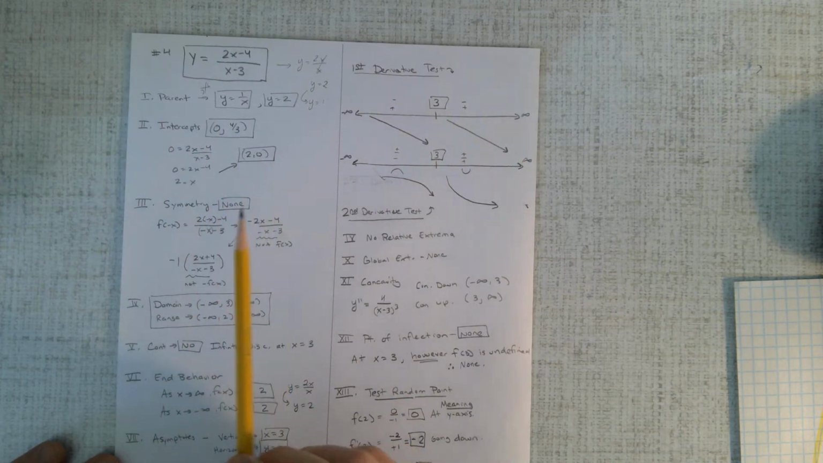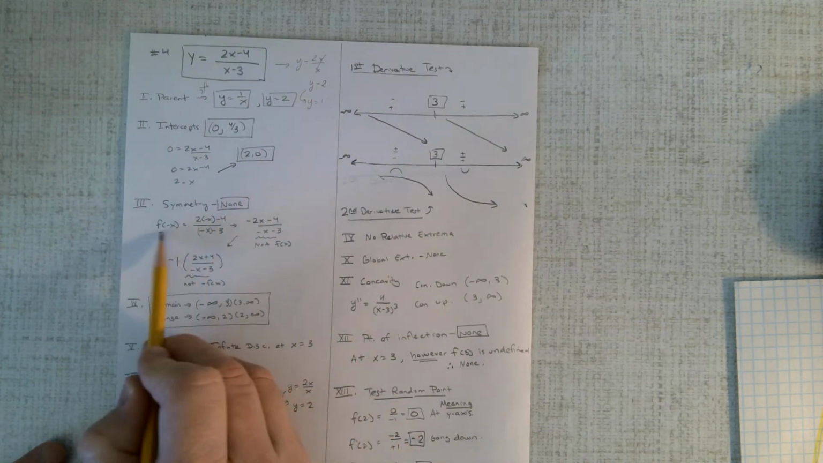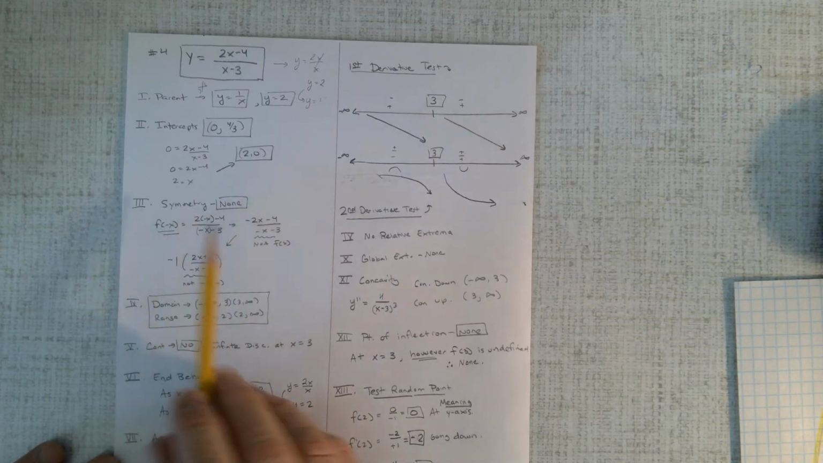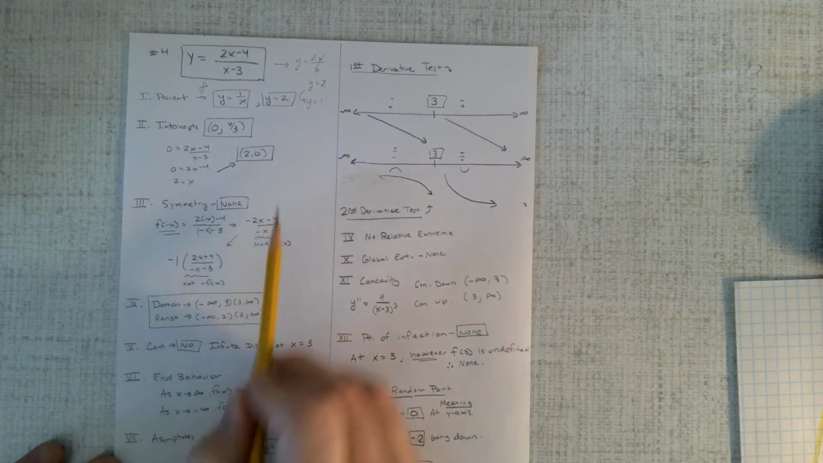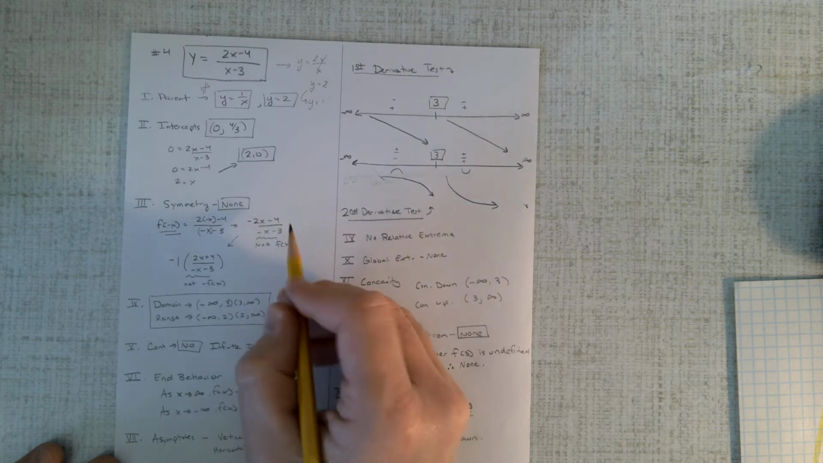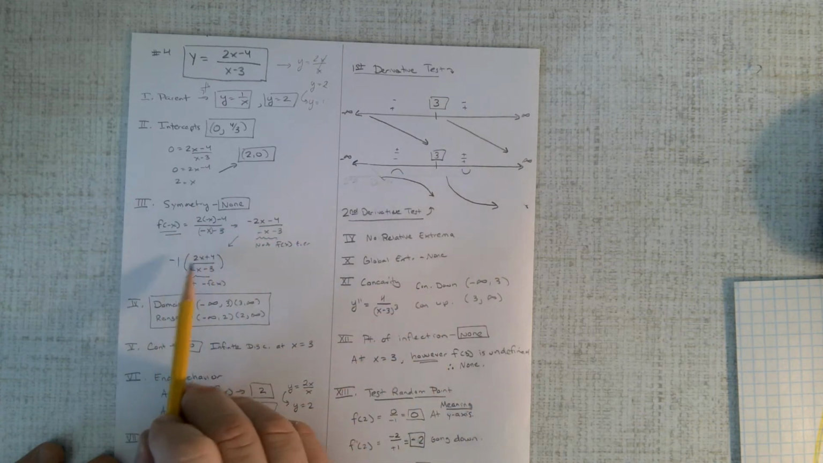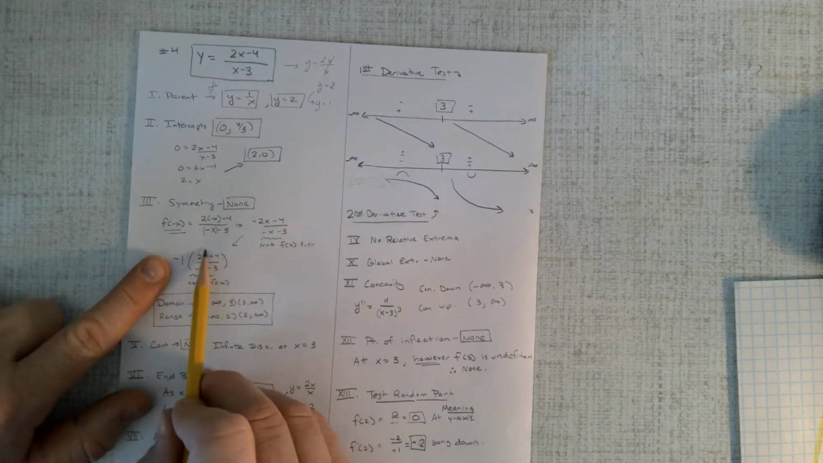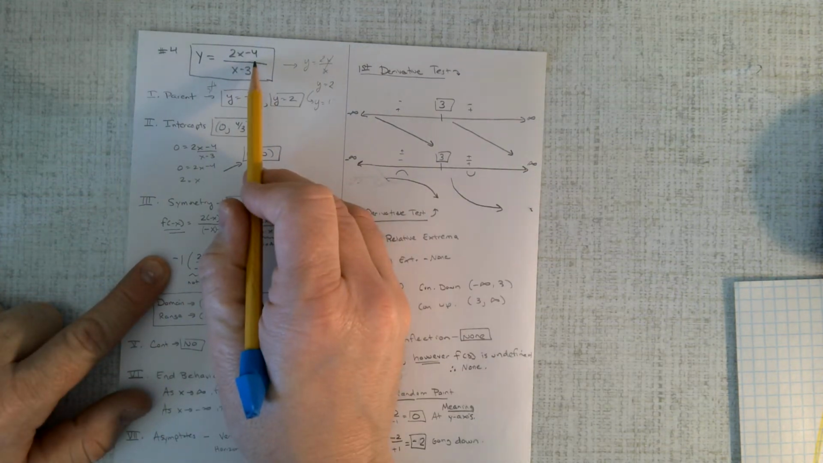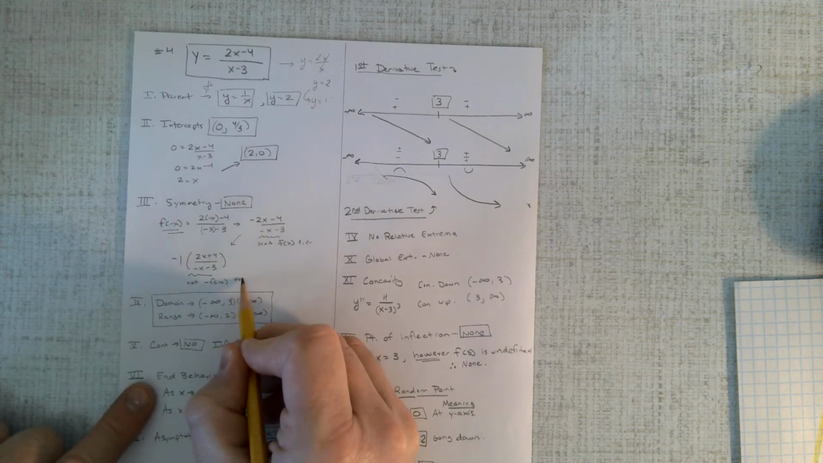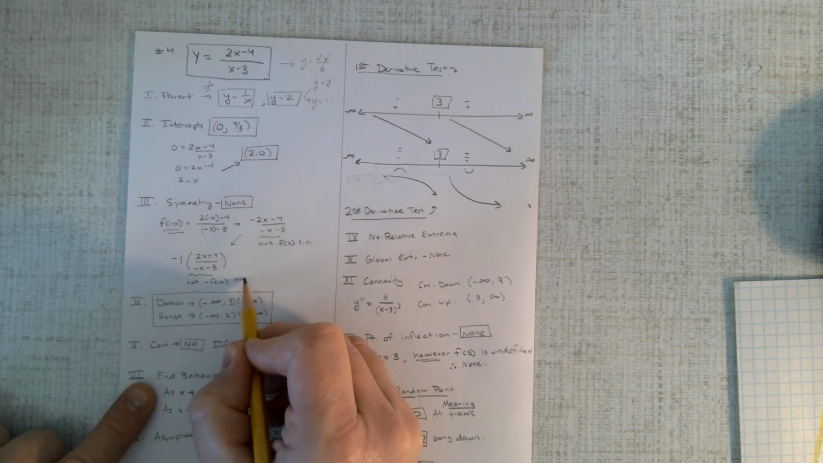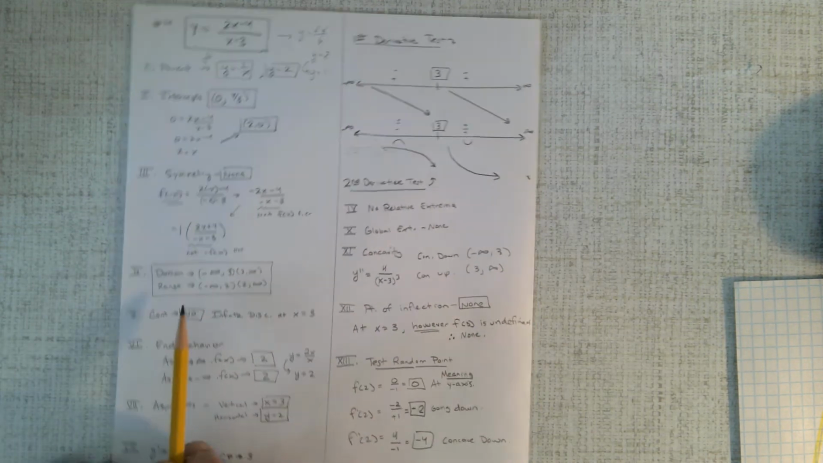Intercepts, there they are. Symmetry, none. Again, you just plug in this, and after you plug in that, well, this is not exactly the same, so it's not even. And then what if I factor out a -1? Well, after I factor out a -1, this is still not even, so it's not over the origin. There is none. All right, domain and range.